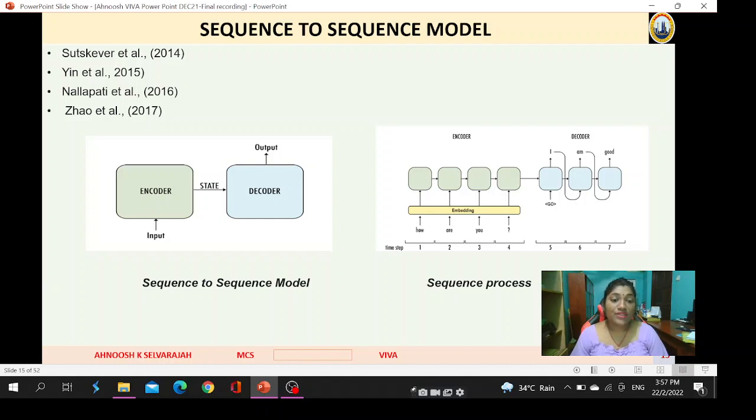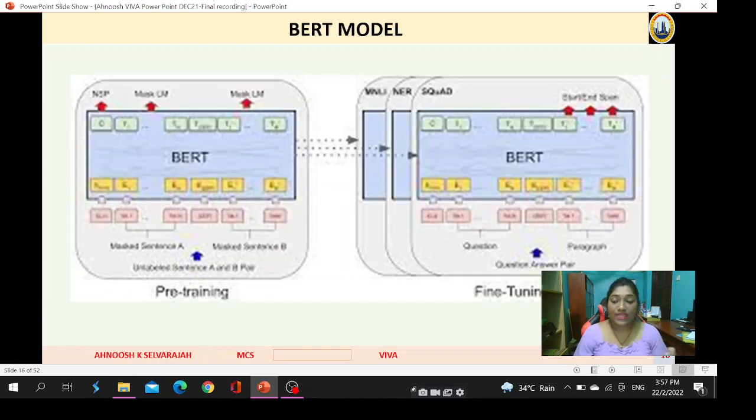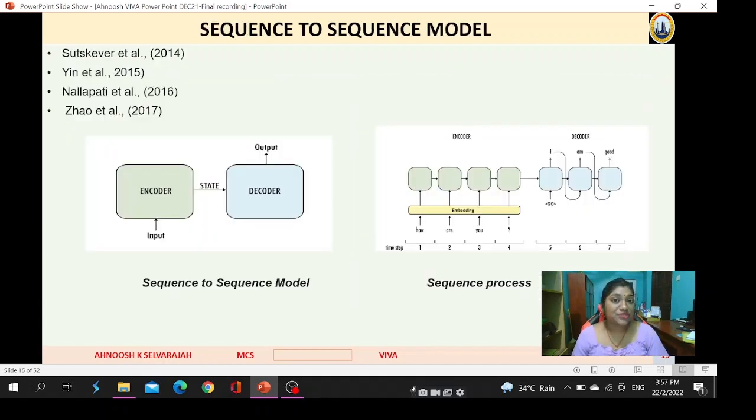Basically, in this model there is an input and an output, which are the encoder and decoder, whereas the BERT and GPT models only have one particular path. BERT uses an encoder, and GPT-2 uses a decoder. But sequence to sequence has both encoder and decoder, and it is one of the best models to be used in chatbots according to those authors.